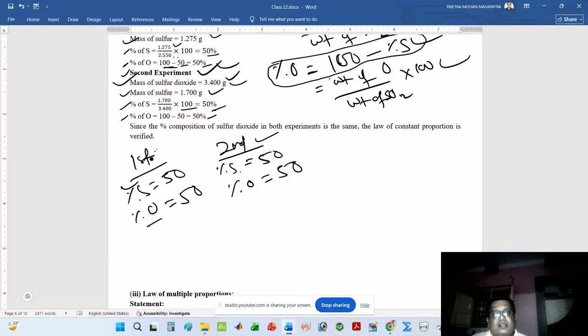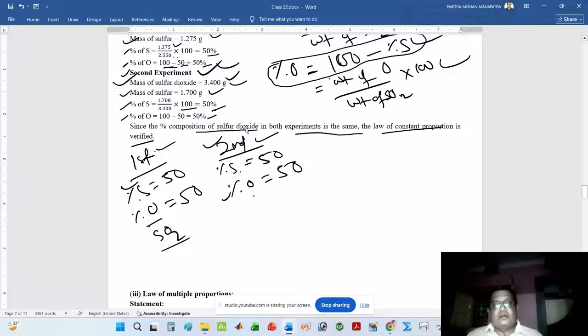Here the sulfur dioxide used in the first experiment and second experiment has the same composition. Since the percentage composition of sulfur dioxide in both experiments is the same, the law of constant proportion is verified.